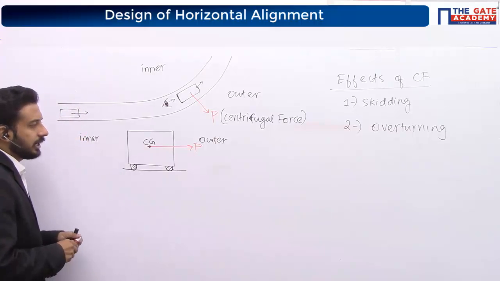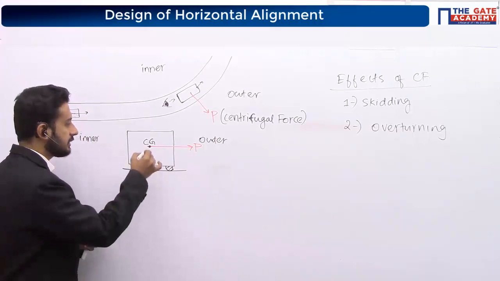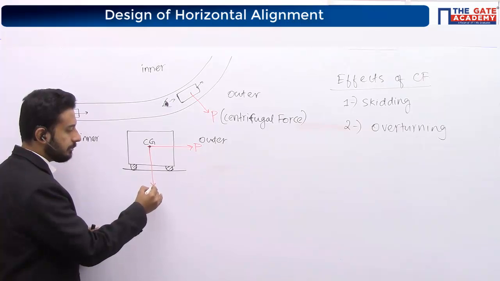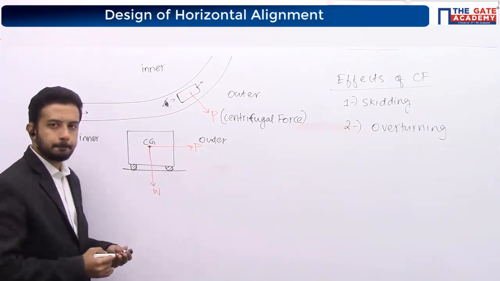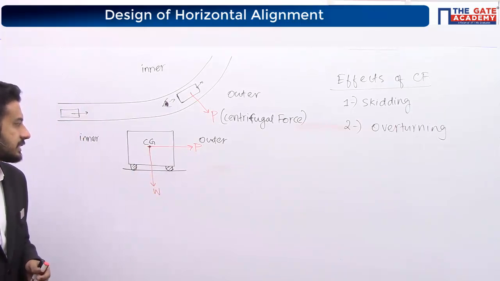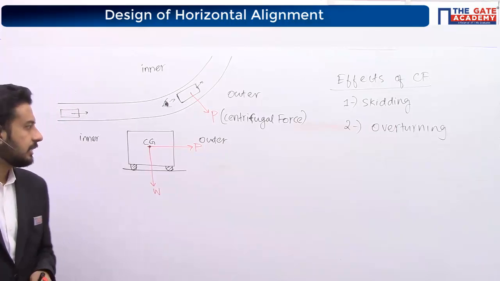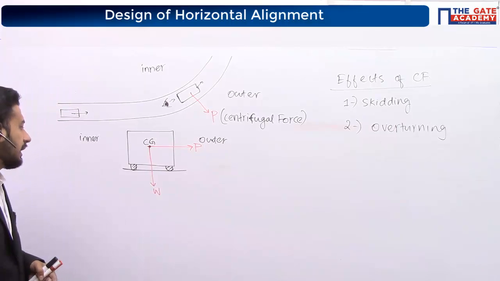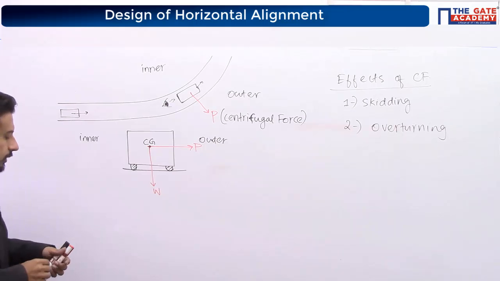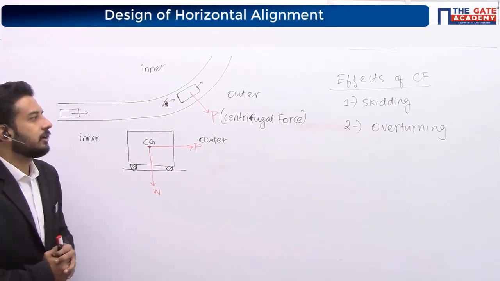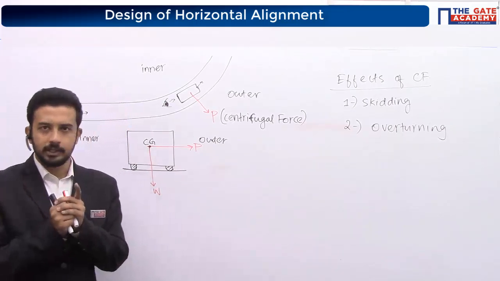And what are the other forces acting on this? Definitely the weight will be acting, W. So these two are the forces acting on this vehicle. Centrifugal force is there and W is also there. Now I am going to check when the skid will happen and when the overturn will happen.